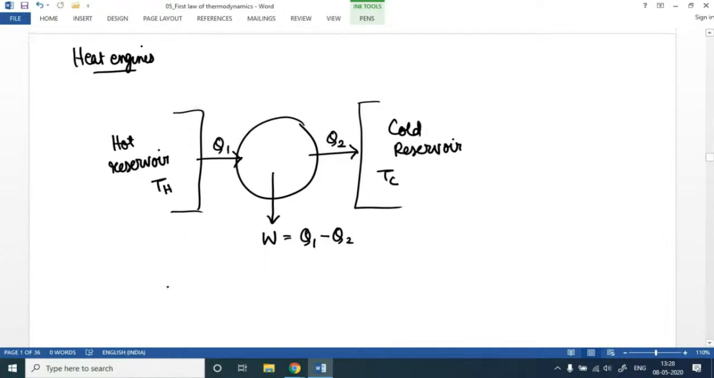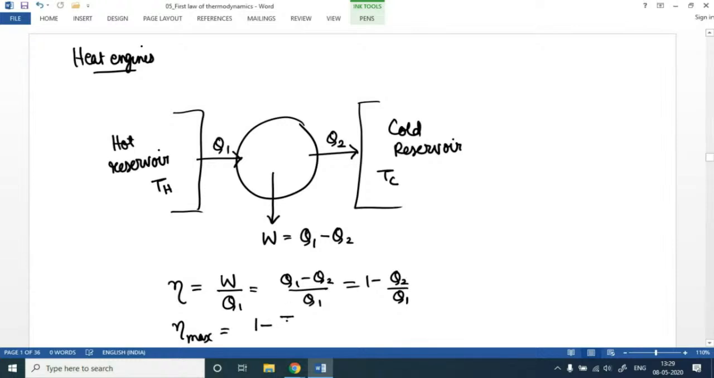And its efficiency, we will define the same way we define the efficiency of a cycle. That is nothing but work done by heat input, which is Q1. So that's going to be Q1 minus Q2 upon Q1, which is 1 minus Q2 by Q1. And if this engine operates via a Carnot cycle, the efficiency would be maximum, and that would be nothing but 1 minus Tc by Th.